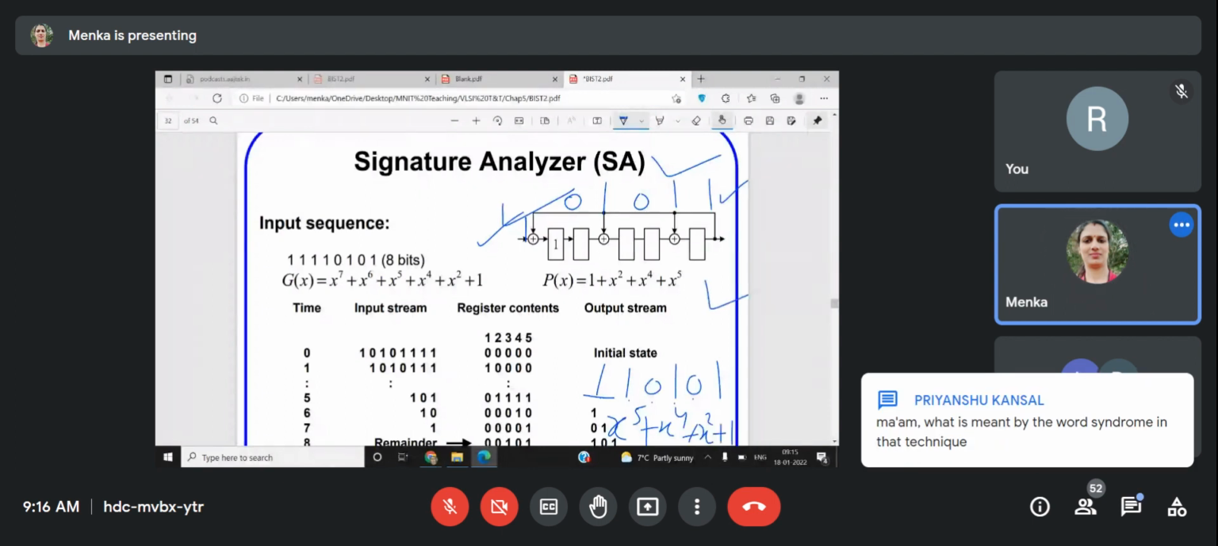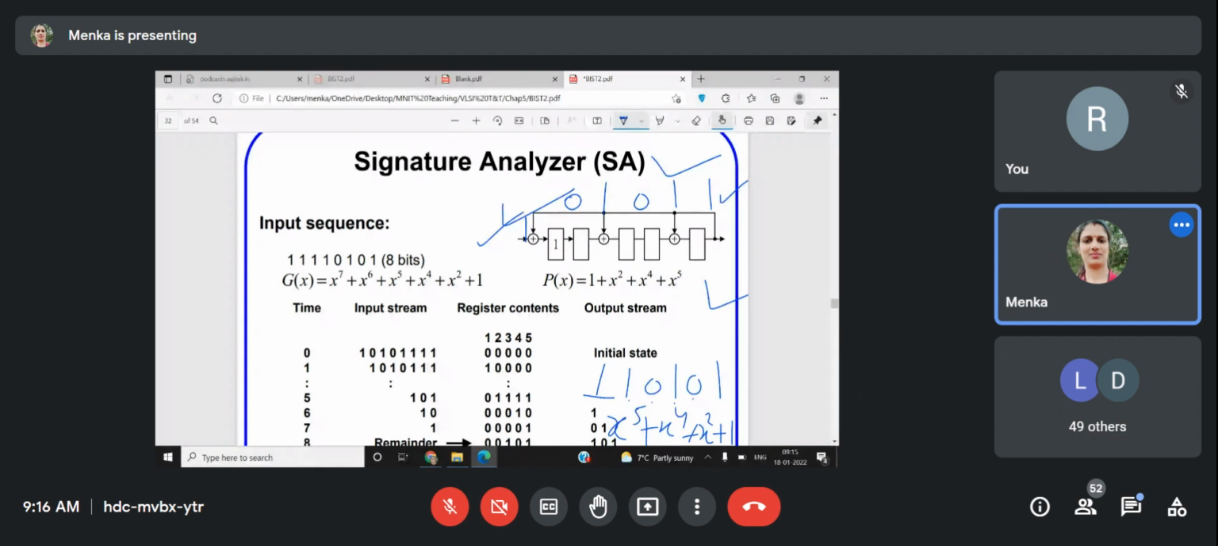समझ में आया? How this polynomial is created from the internal type LFSR. ये समझ में आया कि नहीं आया?